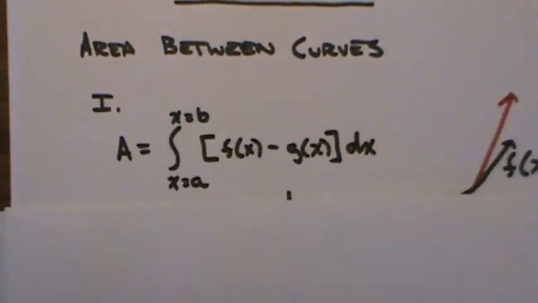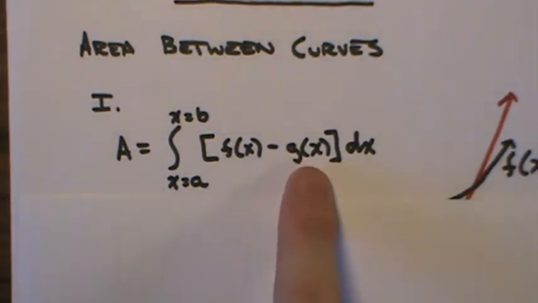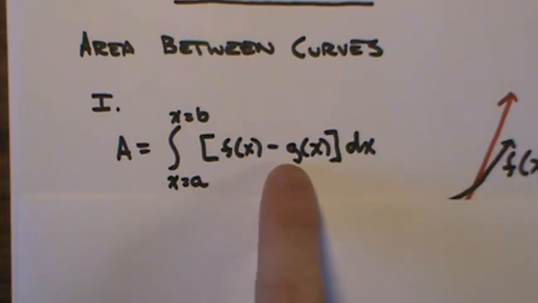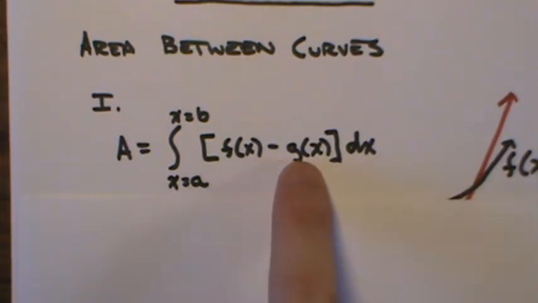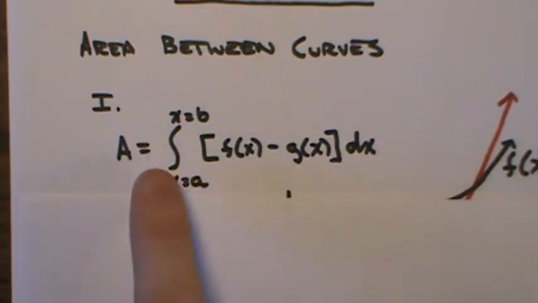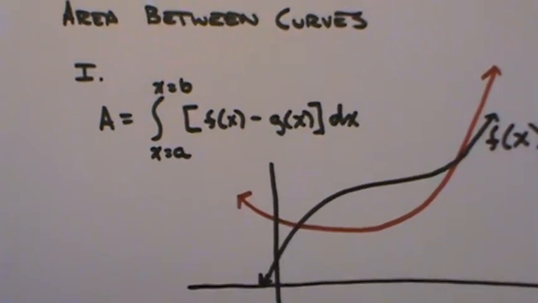Area between curves basically says if you want to find the area, you can take your top function, which would be your f of x, minus your bottom function, which in this case is our g of x. You find that distance between them, and you can call that a height, and you multiply by a width. So in other words, this is an infinite sum of rectangles. And so let's take a look at this picture that I have drawn.